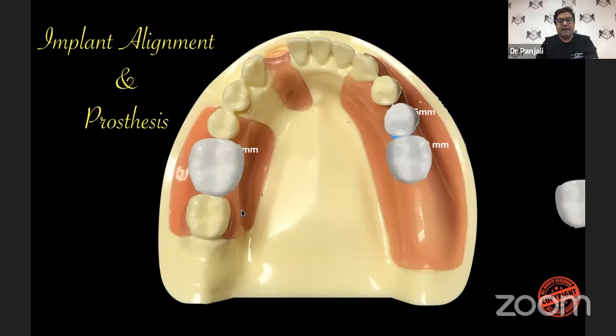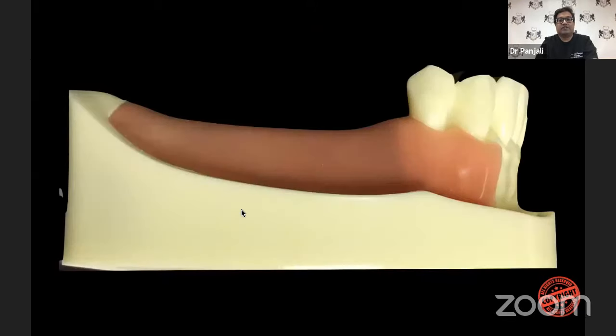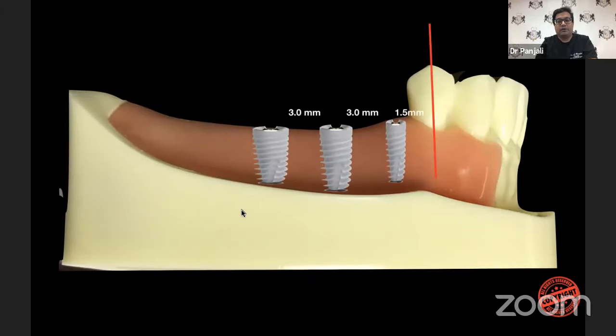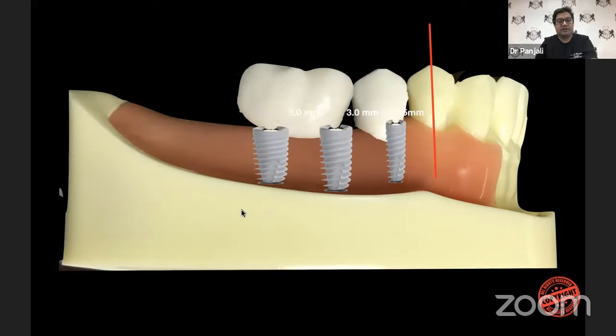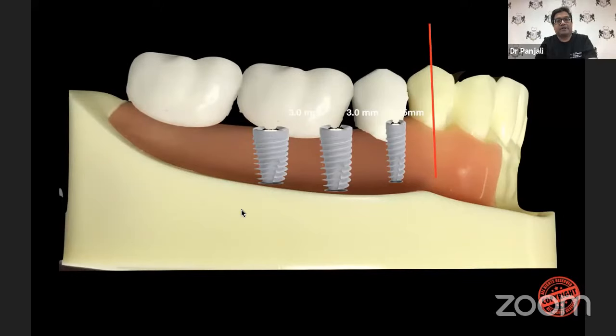And again, remember, what are we doing? We are trying to get a proper prosthesis. So here's an example. I'm going to plan this case. So let's say, according to the numbers I have told you, 1.5, 3 millimeters, and 3 millimeters, if I follow those numbers strictly, this is what I achieve, okay? Now let's see what happens when I do the prosthesis. This is where my prosthesis goes. This is absolutely wrong.